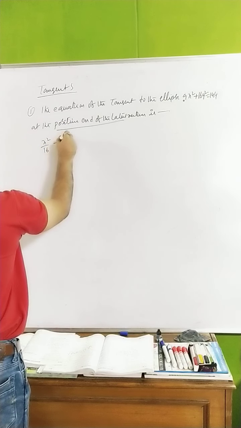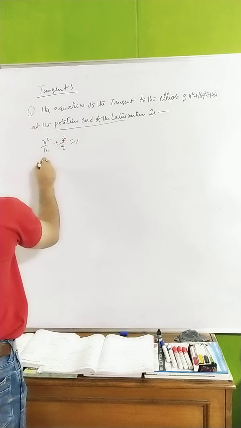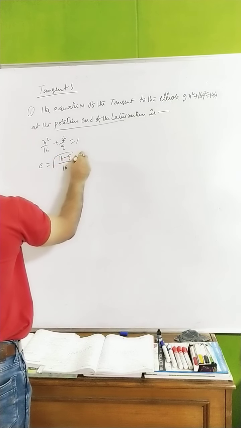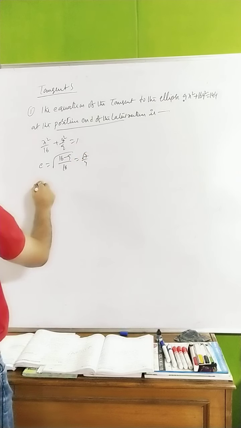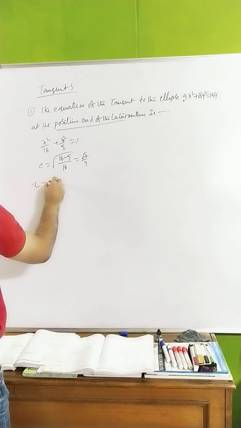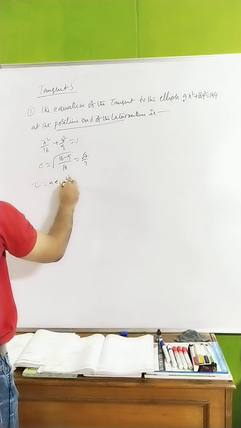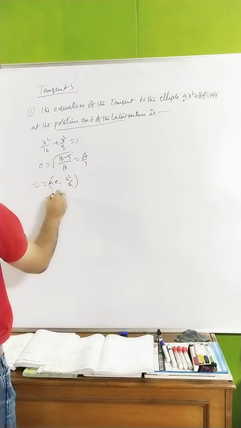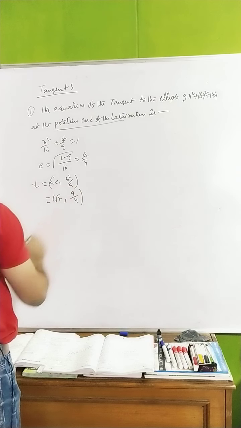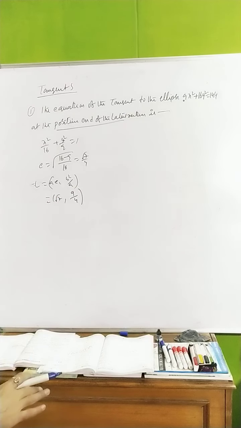x squared by 16, y squared by 9 equal to 1 we are getting. E is compulsory, root of 16 minus 9 by 16, that is root 7 by 4 you are getting here. Positive end means here L is what? AE comma B squared by A. So AE is root 7, B squared is 9, A is 4. B squared by A, we got it like this.